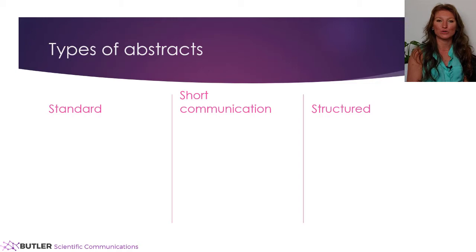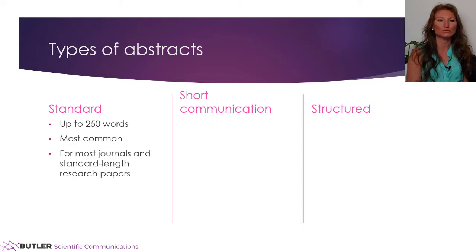And so when you go through these breakdowns, you have an idea of how to apply this information to your abstract. The three different types that I'm going to talk about are what I'm going to call a standard abstract first. That is going to be your typical 250-word abstract. Most journals, especially most science, engineering, technology journals, are going to require a 250-word abstract. This is going to be what I consider the standard abstract.